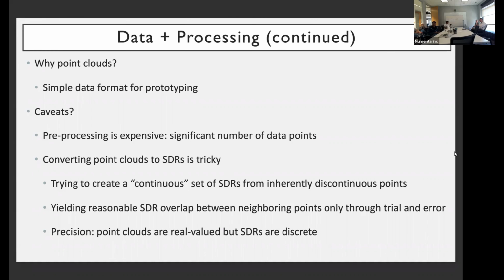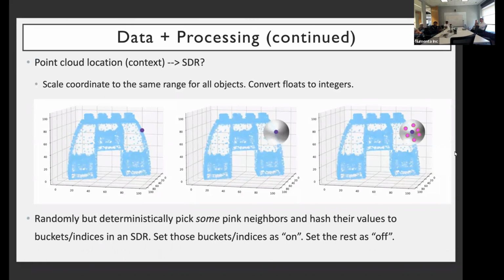The other challenge is yielding some kind of reasonable overlap between neighboring points, whether that's in the coordinates or in the curvatures. And this kind of process is really done through some kind of trial and error. And there's also the problem of precision. The point clouds are real valued, but SDRs are quite discrete. So everything needs to basically be cast as integers before I even proceed. So there's a little bit of information that's being lost.